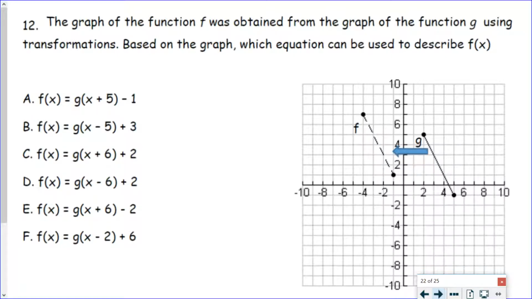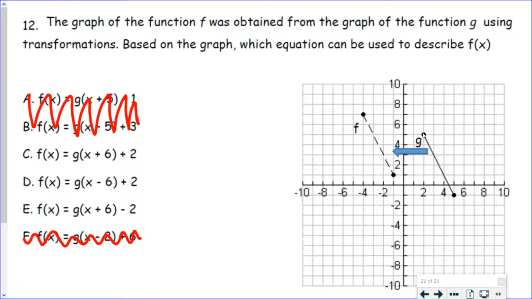Number 12. The graph of the function f was obtained from the graph of the function g using the transformations. Based on the graph, which equation can be used to describe f of x? So f of x was taking this guy and transforming it. So if we look at it, it looks like it shifted over to the left 6. These guys here got shifted to the right by 5, or shifted by 5. This one got shifted by 2.